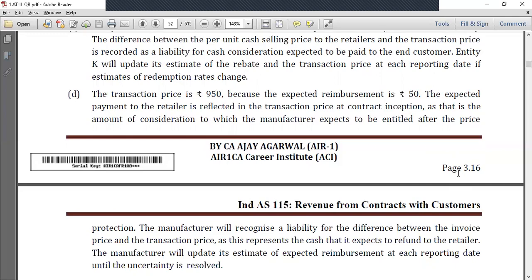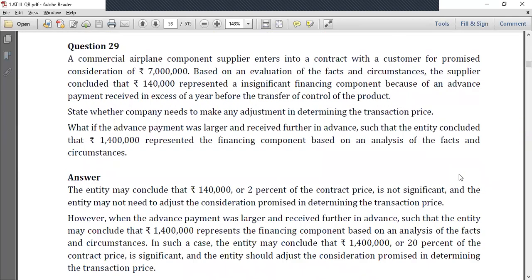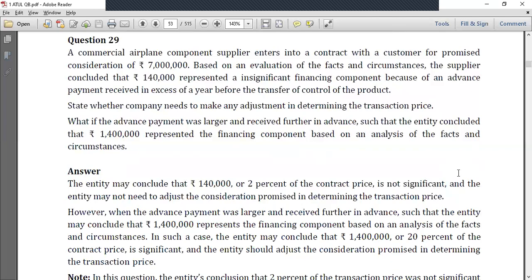Next, 29th question, it is a commercial plane. There is a commercial plane component supplier who enters into a contract with the customer. Okay, for what? Here, the commercial plane component supplier entered into a contract with the customer for 70 lakhs. So based on the evaluation of facts and circumstances, the supplier concluded that 1,40,000 represented an insignificant financing component because of the advance payment that is received in excess of the year before the transfer of control of the product.